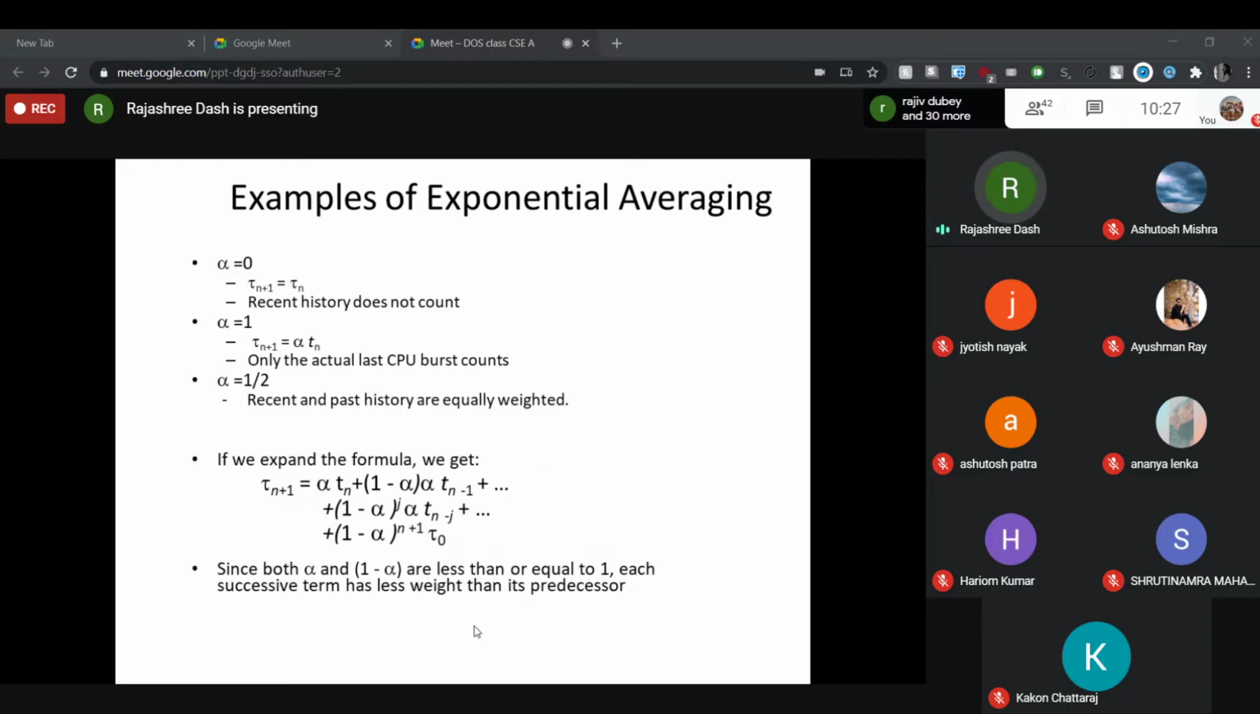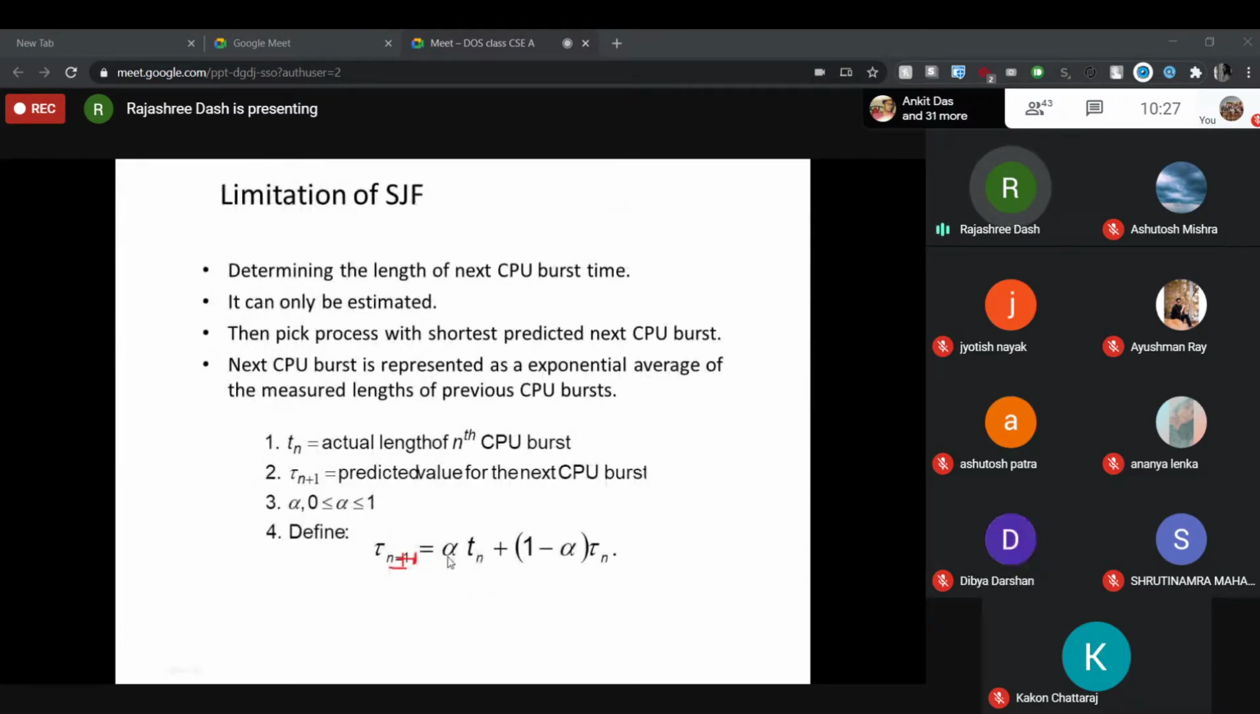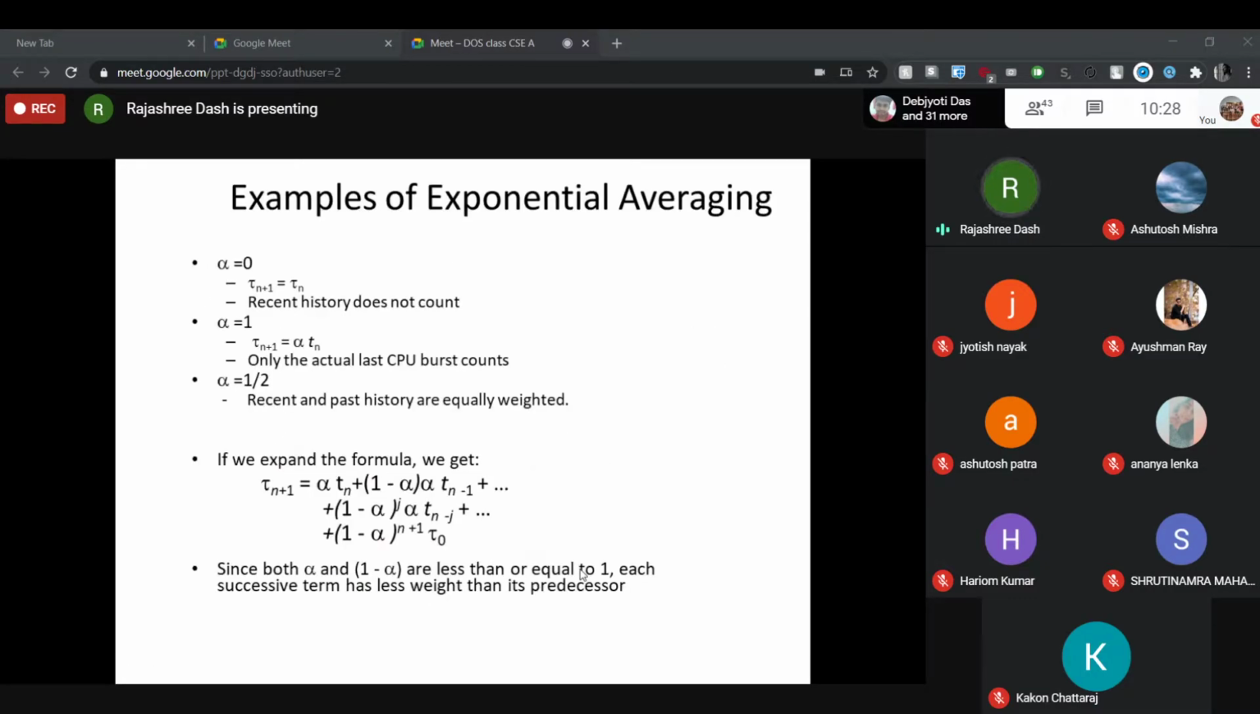Or you may consider that Tn contains the most recent information and tau n stores the past history. Here alpha controls the relative weight of the recent and past history in the prediction. If you make alpha equal to 0 in the previous equation, we will find that tau n plus 1 equals tau n. Just check, if alpha is 0, this term will be removed. So simply putting alpha as 0, you will find tau n. That means the recent history has no effect.